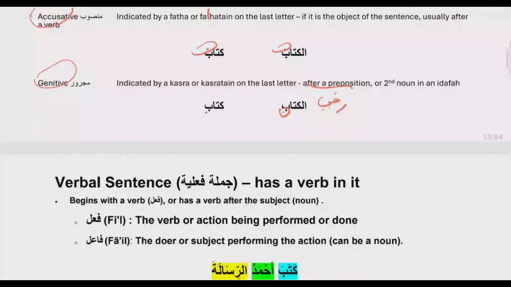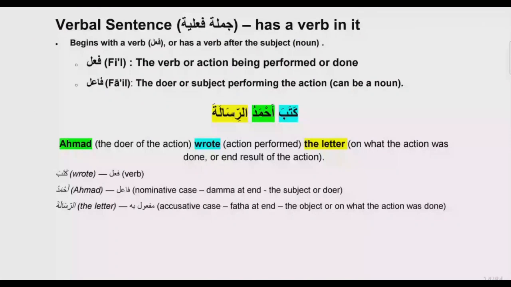Now you have nominal sentences, which are essentially sentences that have nouns and no verb in them. Or you can have a verbal sentence where there is a verb in it, right? So if you look at a verbal sentence, "kataba," which is a verb, means to write or wrote in the past tense. It's a past tense verb. Ahmad is the person doing the action, and so the doer is normally the subject, right? The subject is the doer.